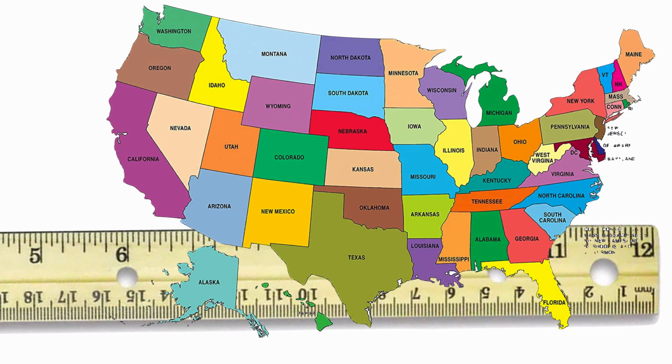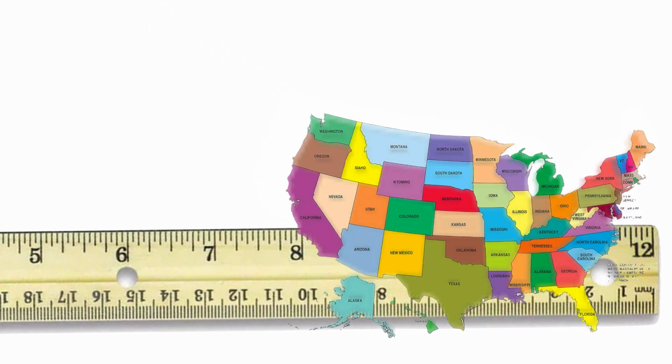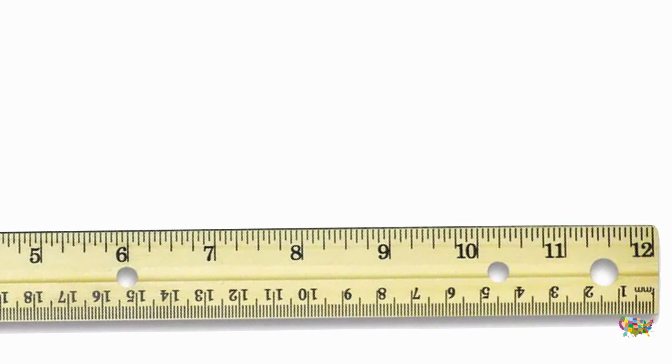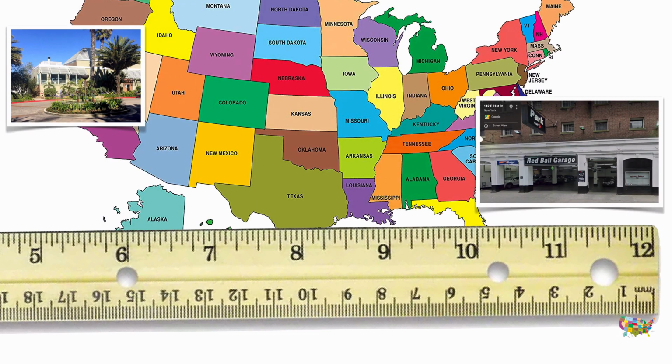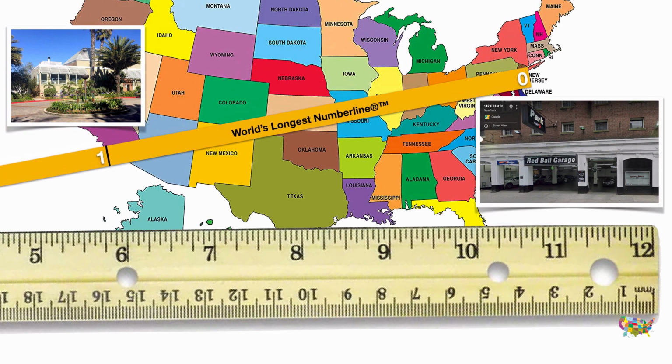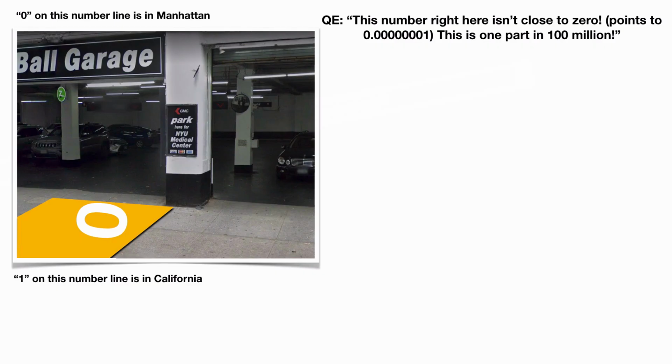But what we're going to do is take the entire United States and put it between the numbers 0 and 1 on the number line. Okay? So here's the United States. We're going to plunk down the world's largest number line so that 0 is at the Red Ball Garage, 1 is at that hotel in Los Angeles. Okay, so here's the Red Ball Garage. There's the end of the number line.